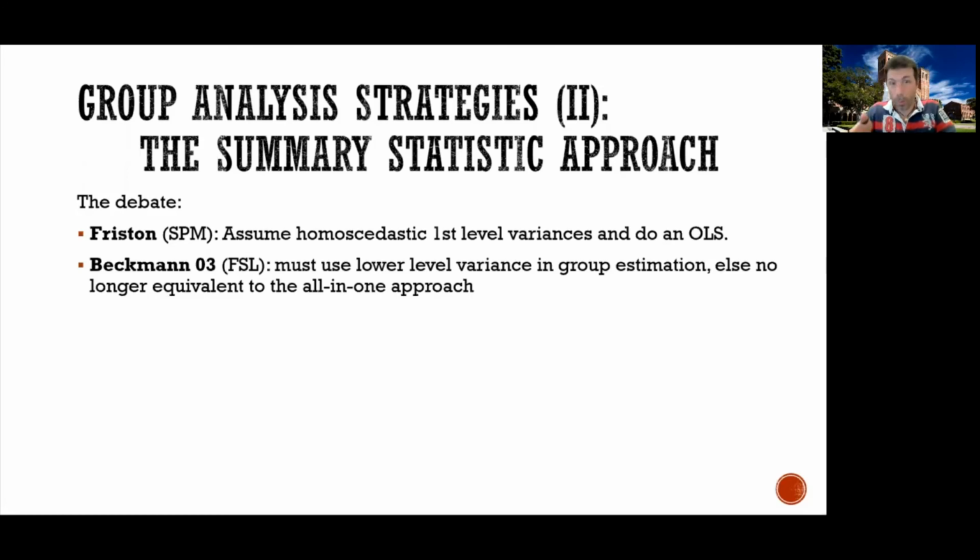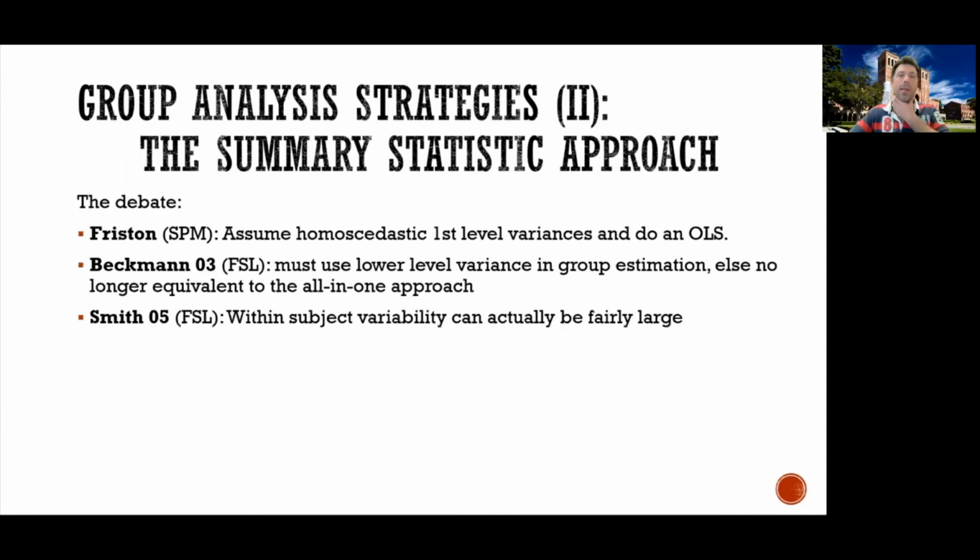And now people usually object to this that the within subject variance is usually so small that it doesn't matter. But in 2005, Smith, who is the creator of FSL, actually showed that at times the within subject variance can be pretty significant and pretty large. So assuming homoscedasticity doesn't make good sense. You really need to carry forward the estimated within subject variance into the group level analysis.